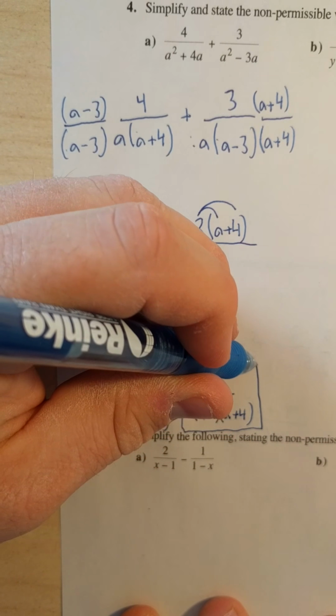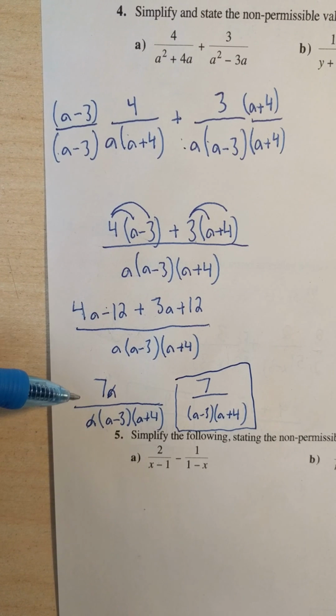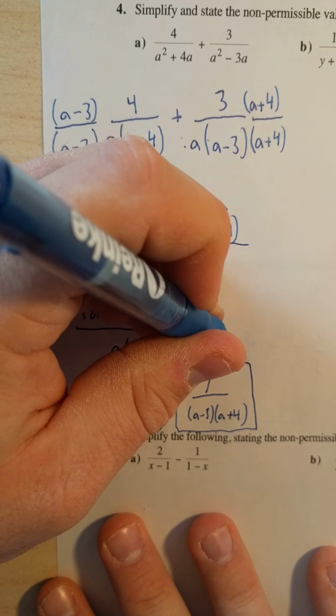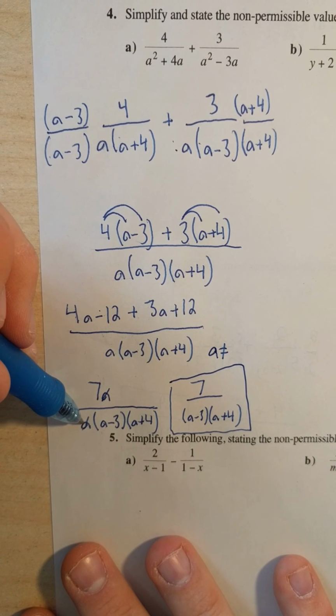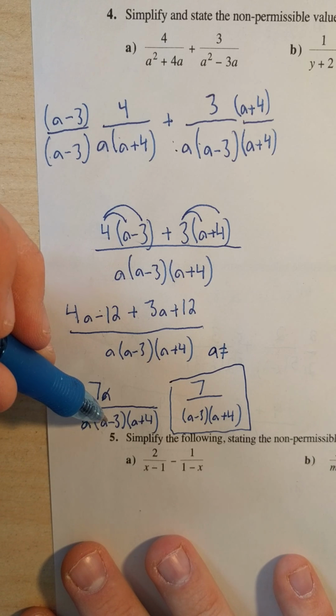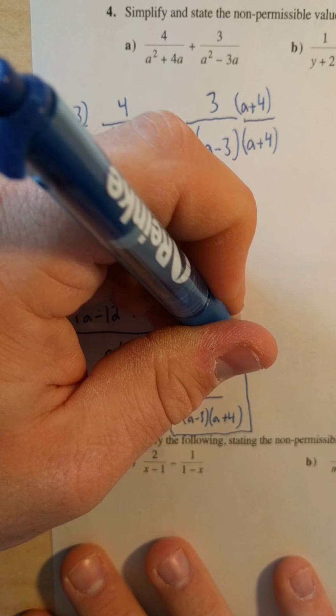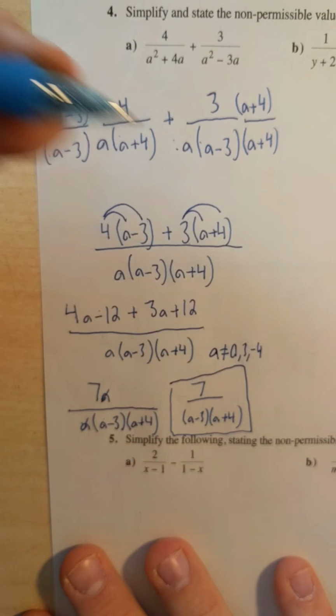We look at non-permissible values. We have to look at the non-permissible values before we cancel anything out. So a cannot equal 0, positive 3, and negative 4. All done.